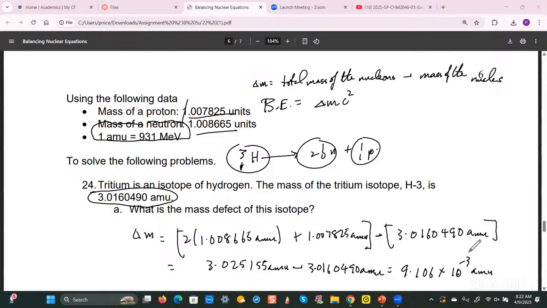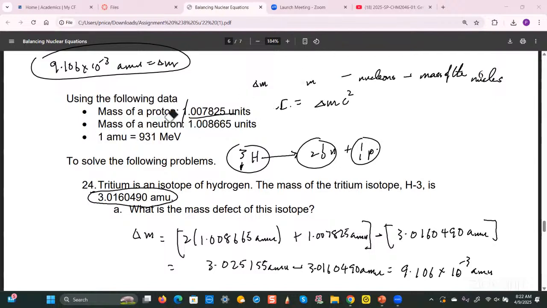And what I'm going to do is rewrite that number here because I'm going to need it for the second part. 9.106 times 10 to the minus 3 AMU. All right. That's delta M. Okay. Any questions about this one? Okay. What I'm going to do is erase almost everything except what I have up here. Let me do that now.